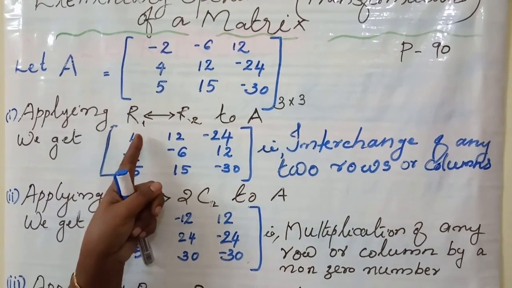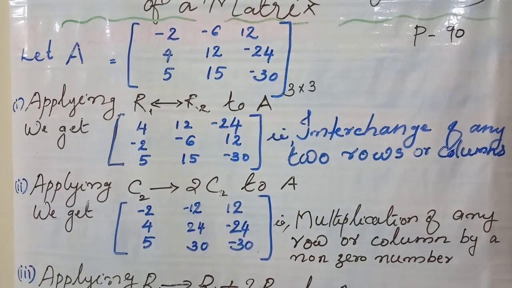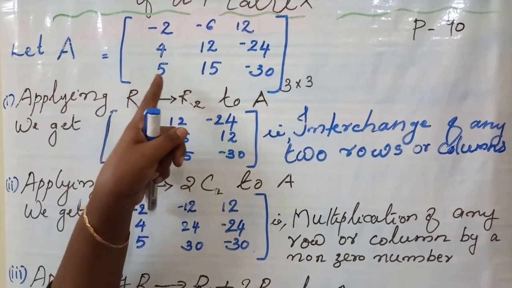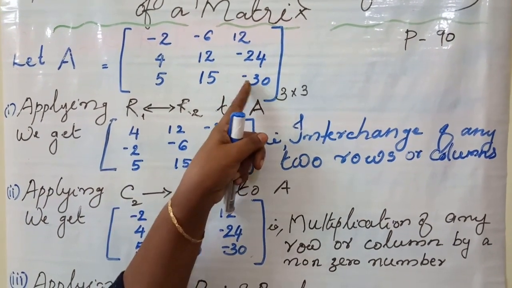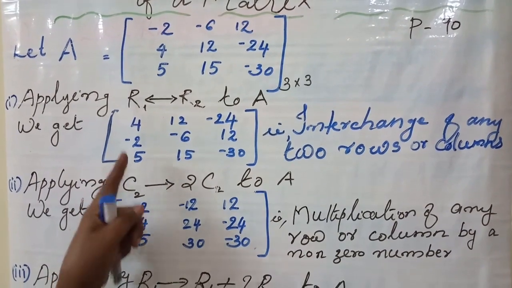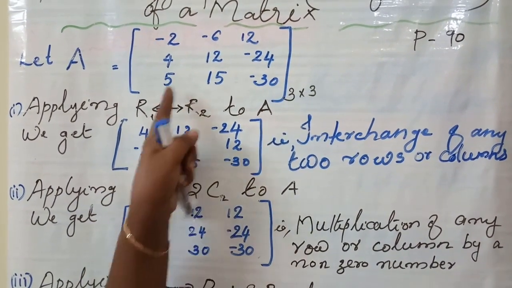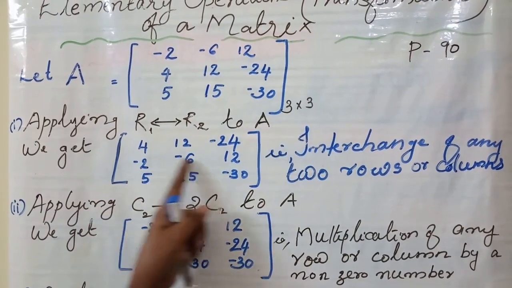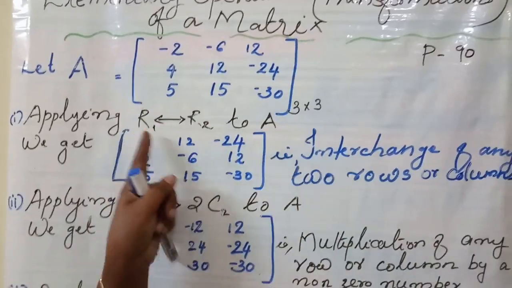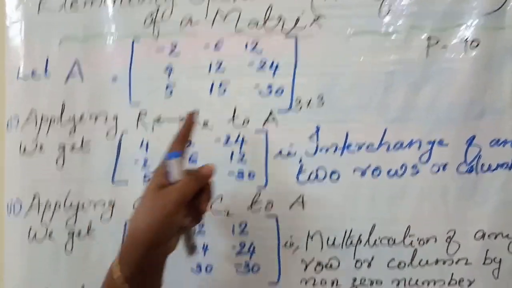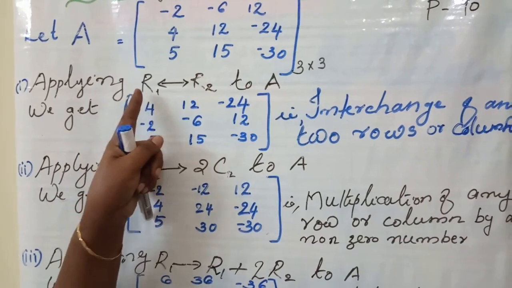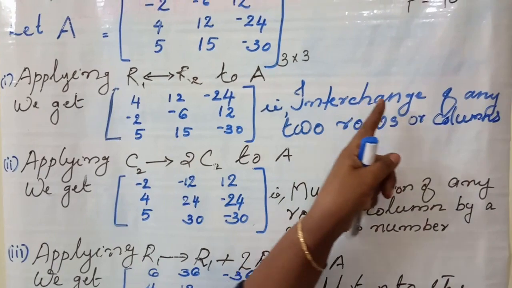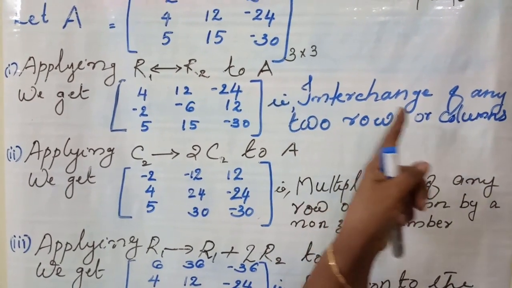So this operation on the given matrix means the remaining row, the third row, remains unchanged. We can see the third row is 5, 15, minus 30. Then what happens here? The first row becomes the second row and the second row becomes the first row. That is why R1 to R2, R2 to R1. This is the first elementary operation: interchange of any two rows or columns.